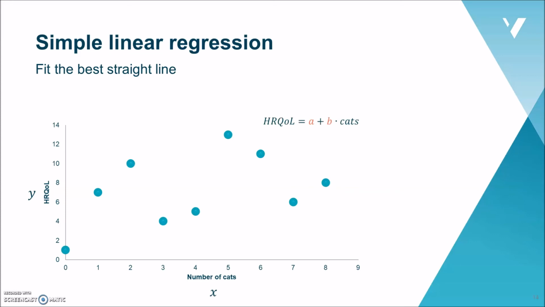We start by writing down the mathematical expression for an arbitrary straight line in our example. Since health-related quality of life is the dependent variable, we replace y with the quality of life. Likewise, we replace x with the number of cats in the home. Remember that the quantities of a and b determine what the straight line looks like. The goal of regression is therefore to estimate the correct quantities of a and b in our example. We call these quantities regression coefficients.